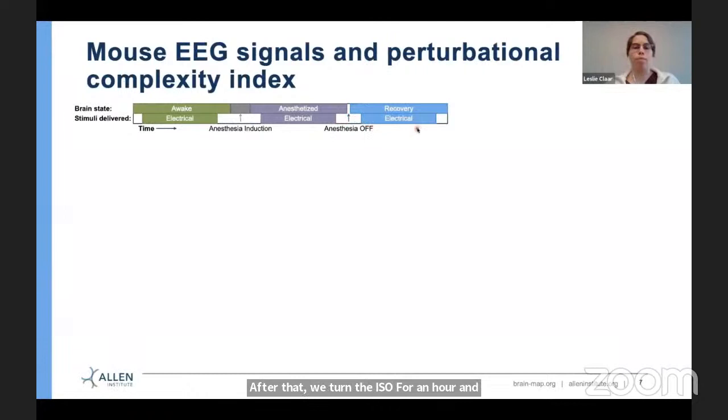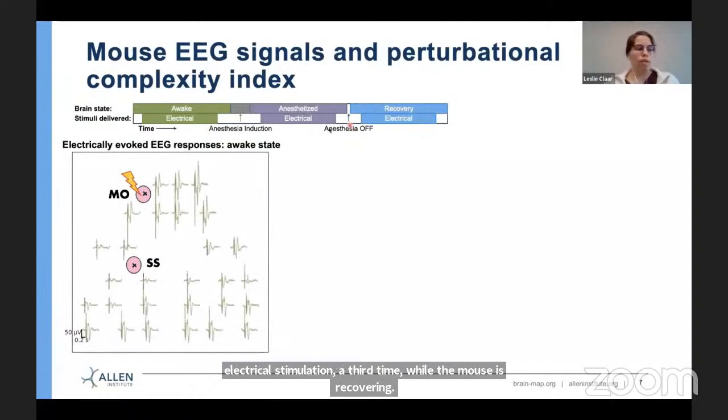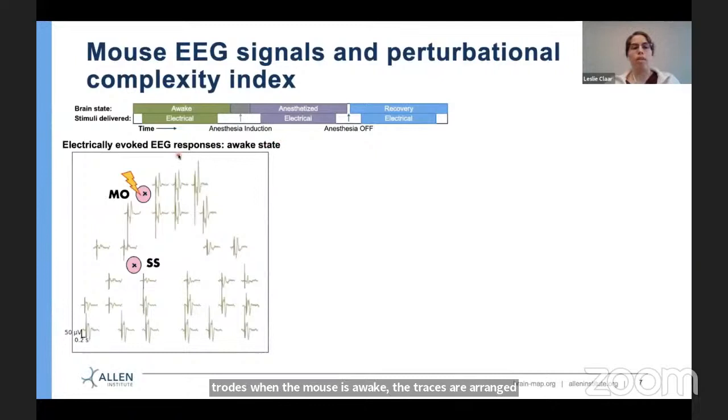This plot shows you the evoked responses on the EEG electrodes when the mouse is awake. The traces are arranged anatomically as the electrodes are over the brain. So these traces come from the left hemisphere, these ones come from the right, and these ones in the front are over the motor cortex where we're actually delivering the stimuli. As you can see, there's a large widespread response across all electrodes in the awake state.